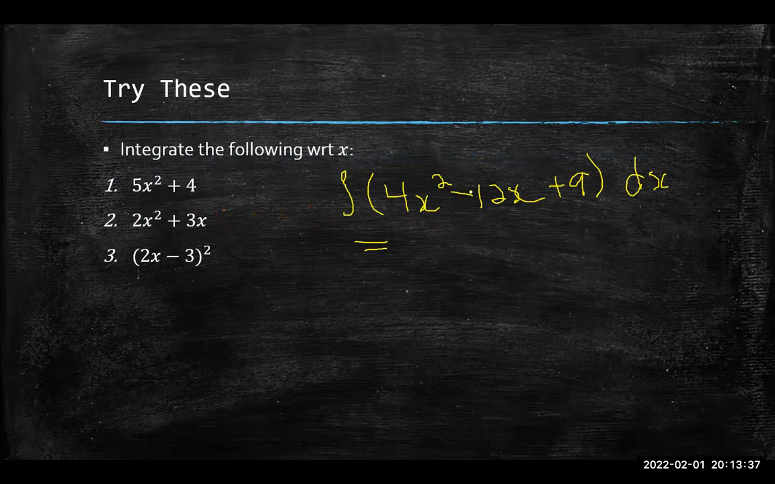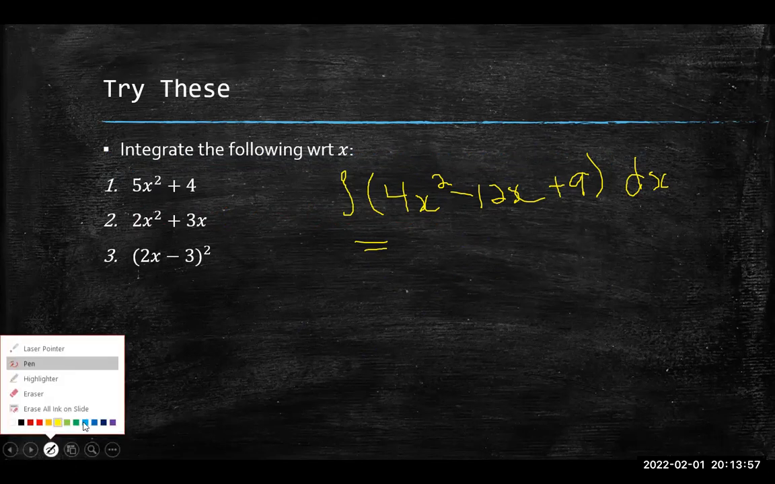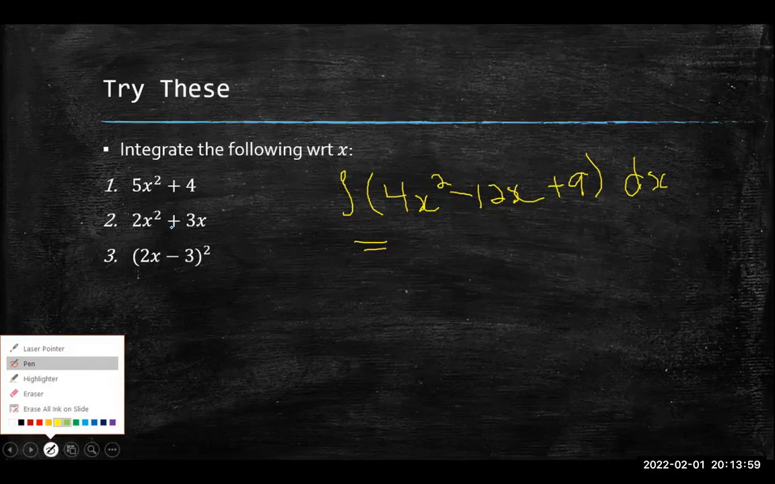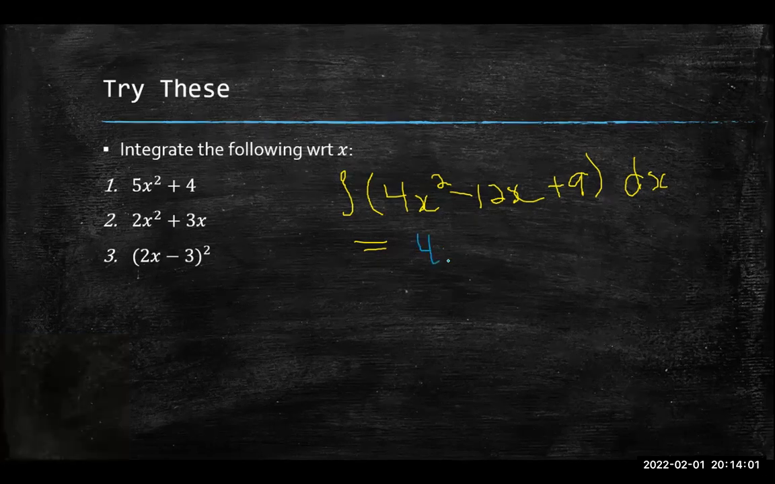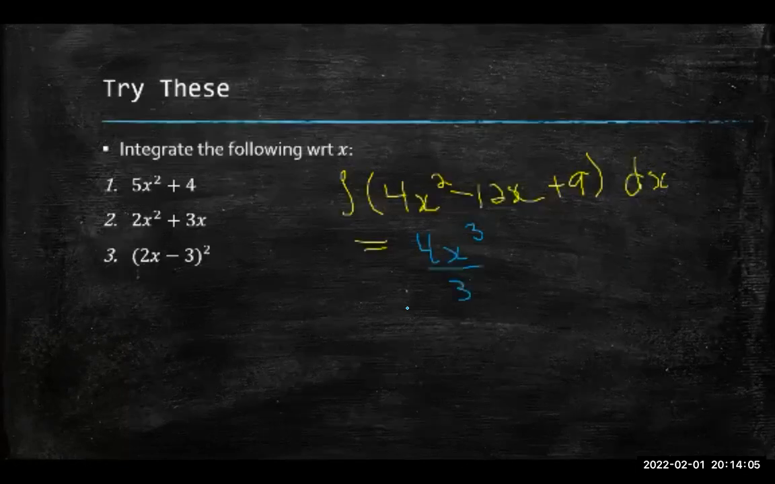Now you have this expression. You realize that it has both sums and differences. You're still applying the rule, but you need to integrate each individual term. So what you should be asking yourself is, what's the integral of 4x squared? Well, the integral of 4x squared would be 4x cubed on 3. You understand how I got that?